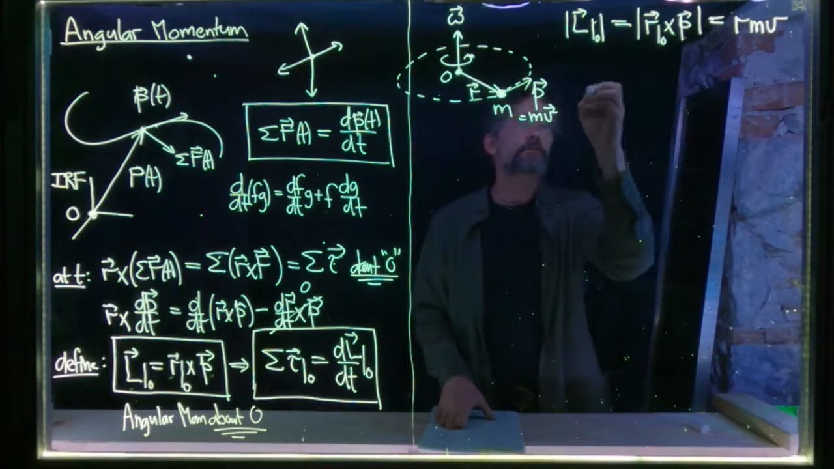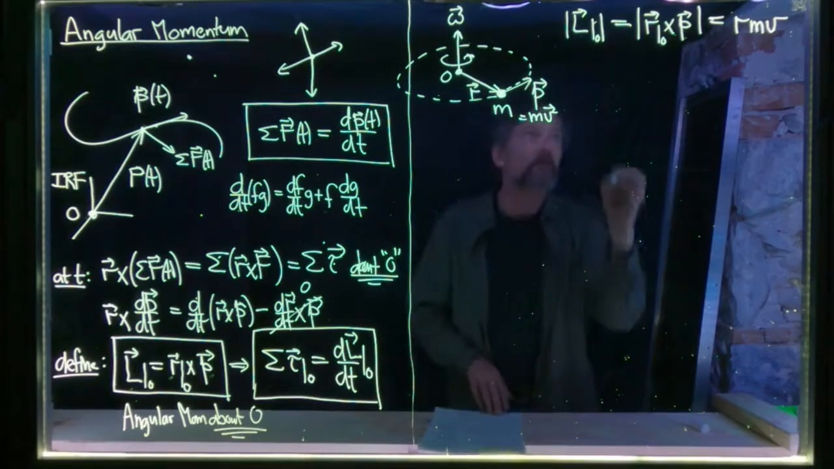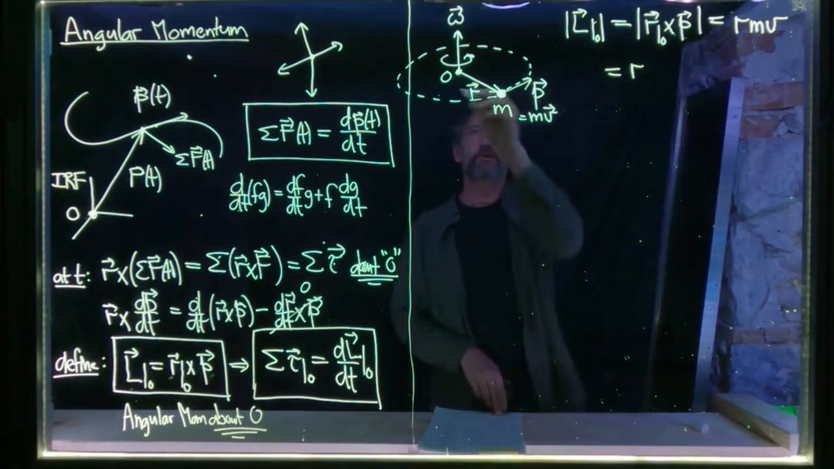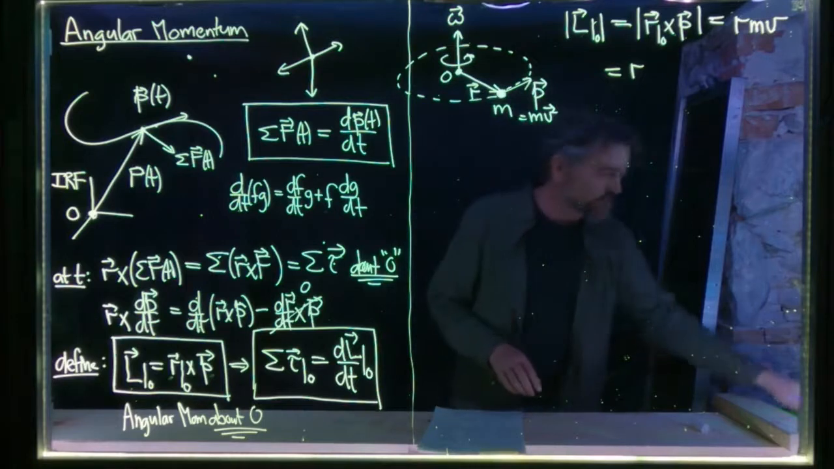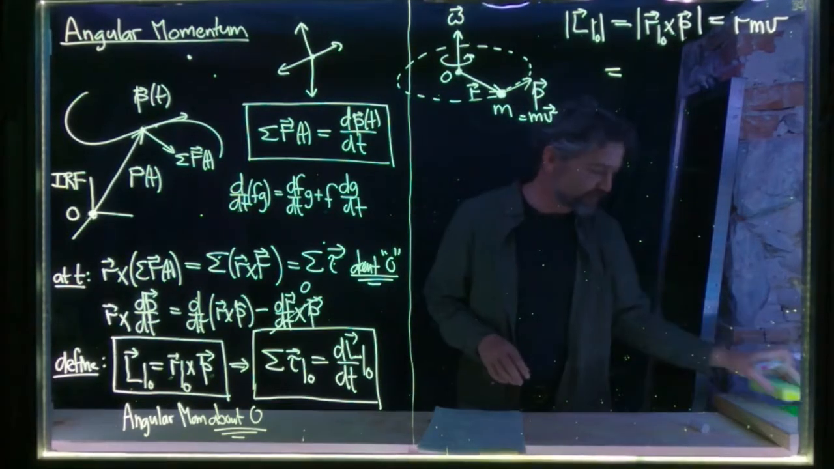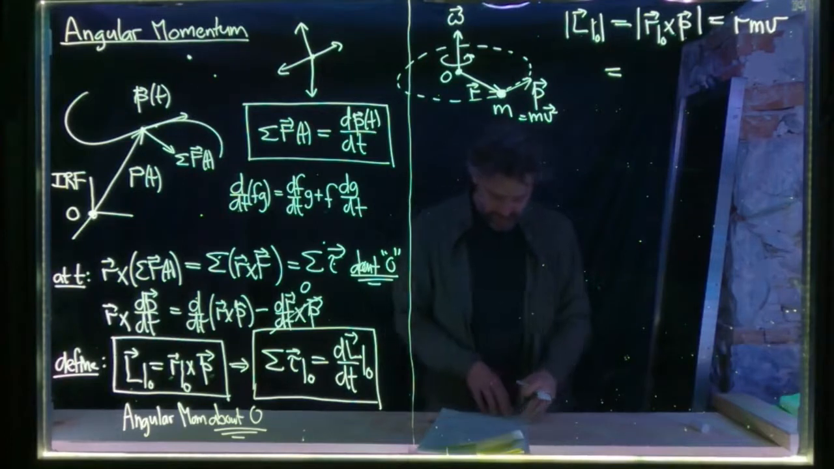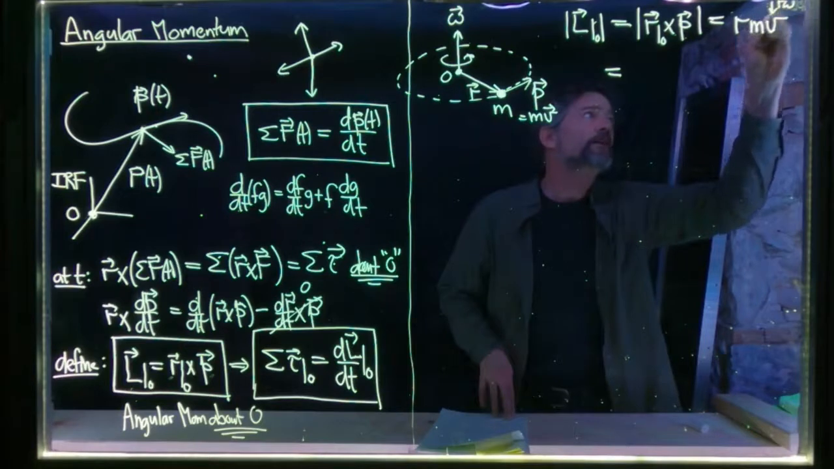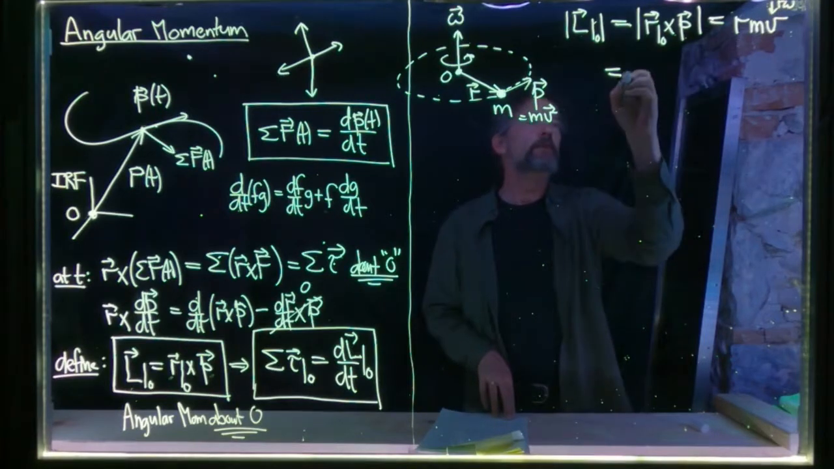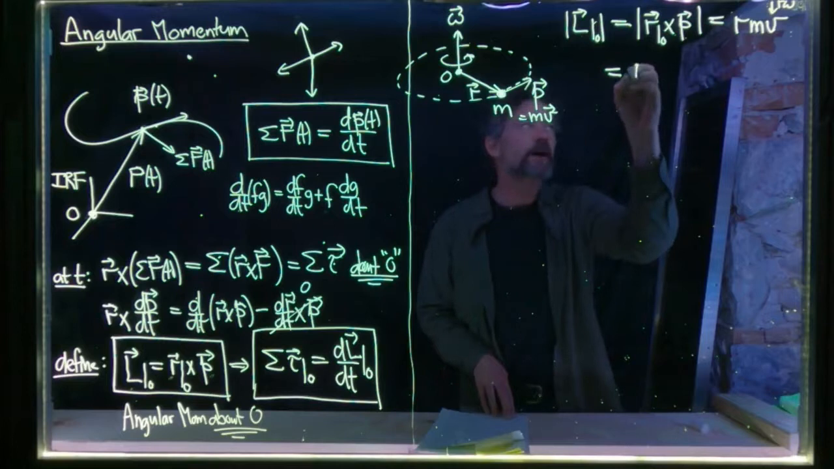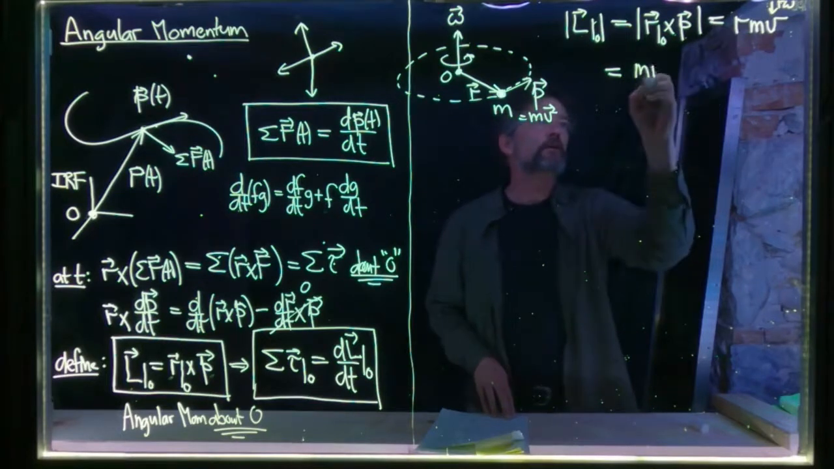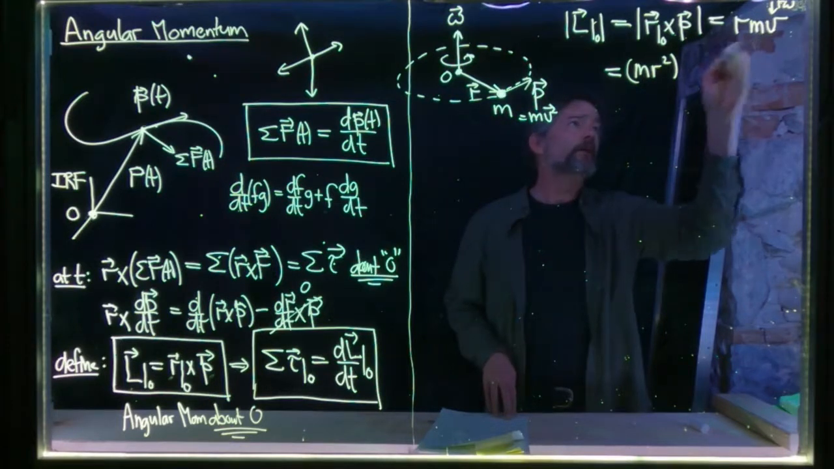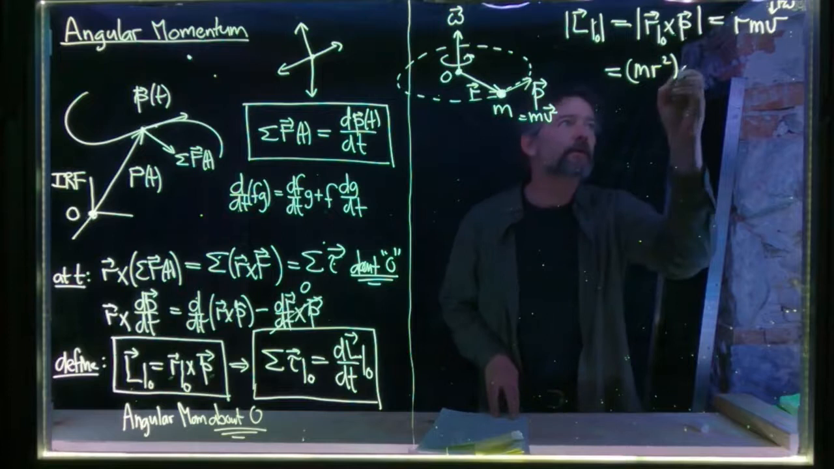So this is equal to r, and v is equal to r omega. Let me write it slightly differently, because we never have enough room. So there's an r times v here. Sorry, v is r times omega. And so we have an m, and then we have two factors of r squared. Let's put that in brackets. And then we have an omega. So mr squared times omega.